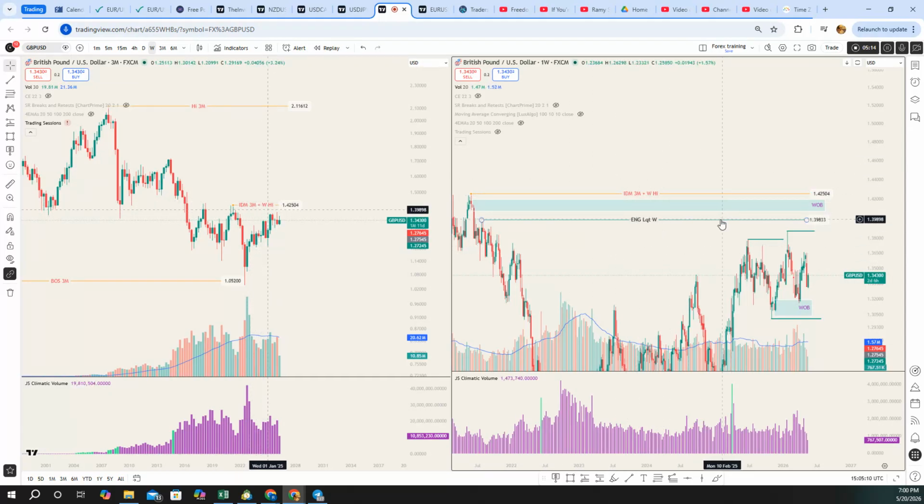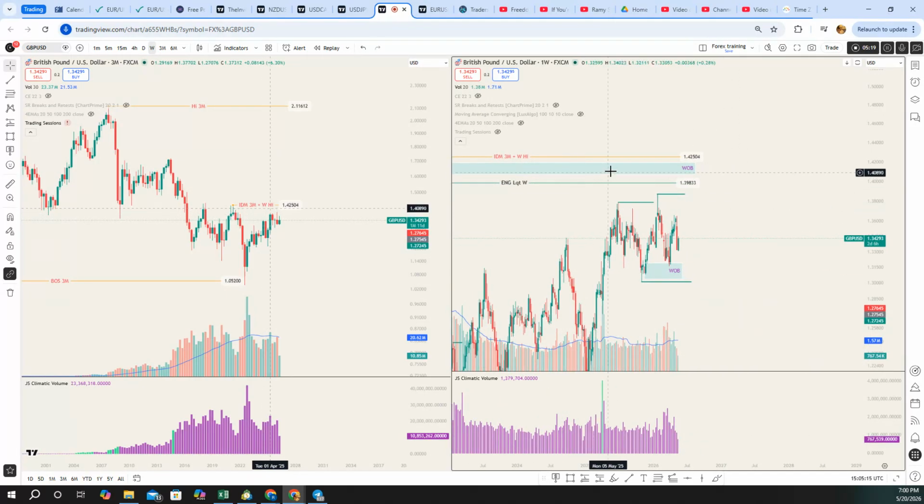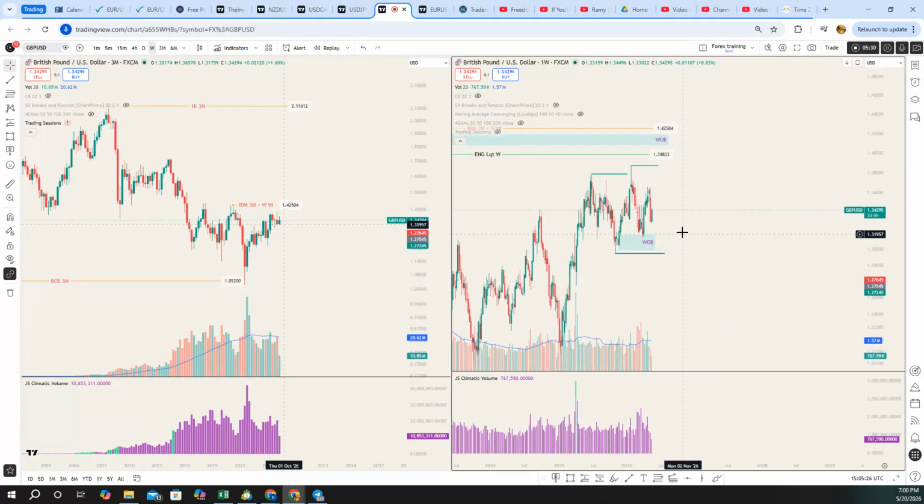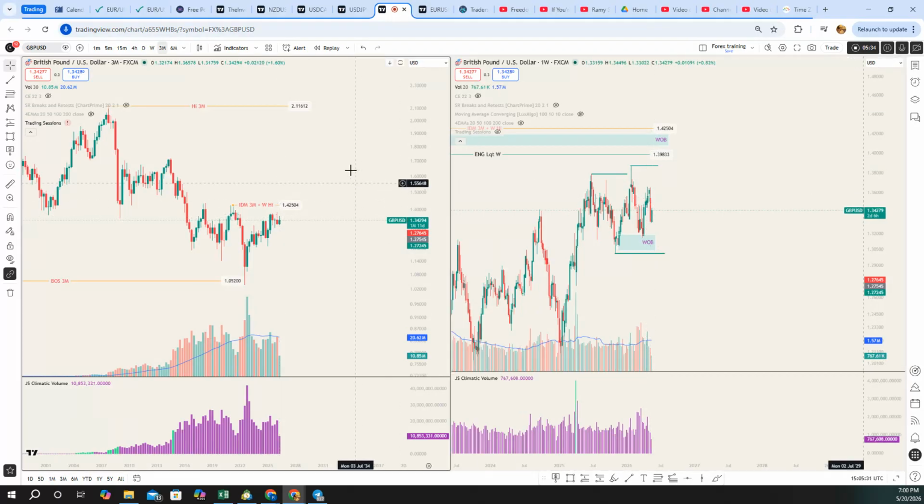Either it will respect the weekly points, the weekly structure, and go down from there, or it will break the weekly, take the inducement of the 3 month or anything above here, and then go down. We'll see. But still, according to the weekly, the price will be pushing up. That's the story.